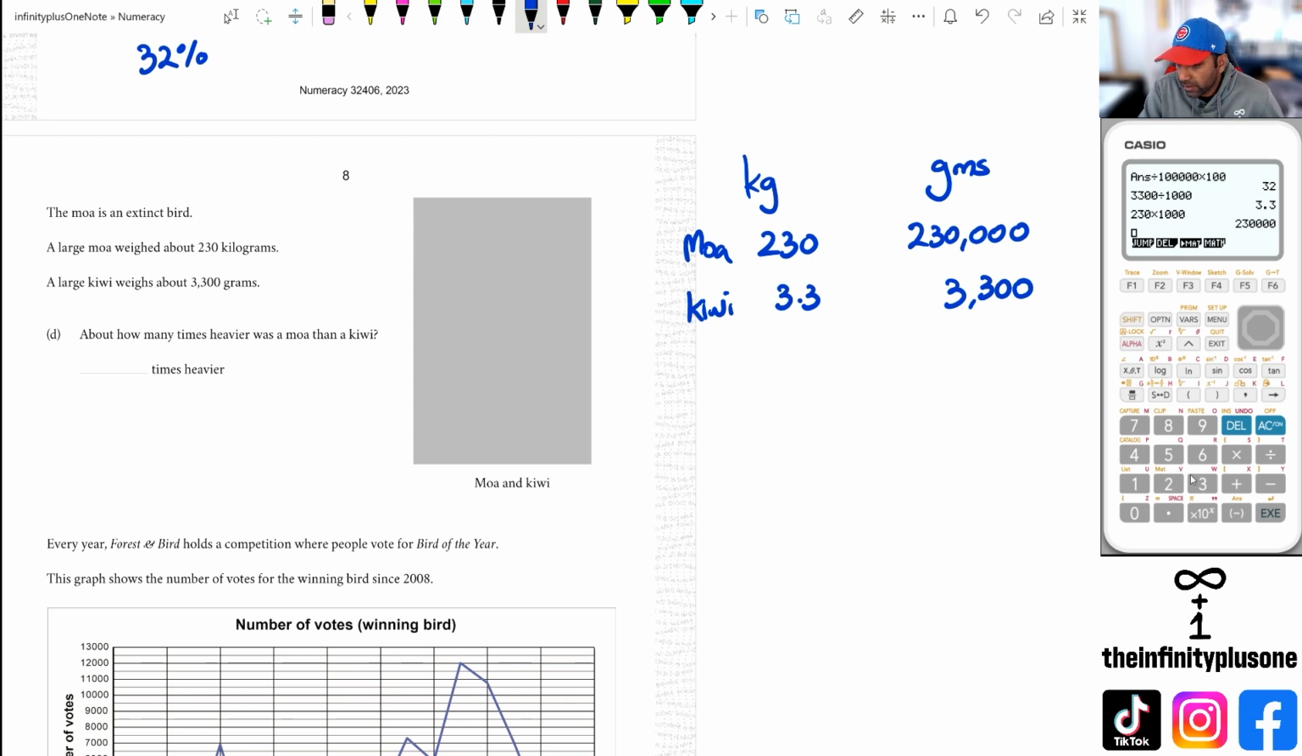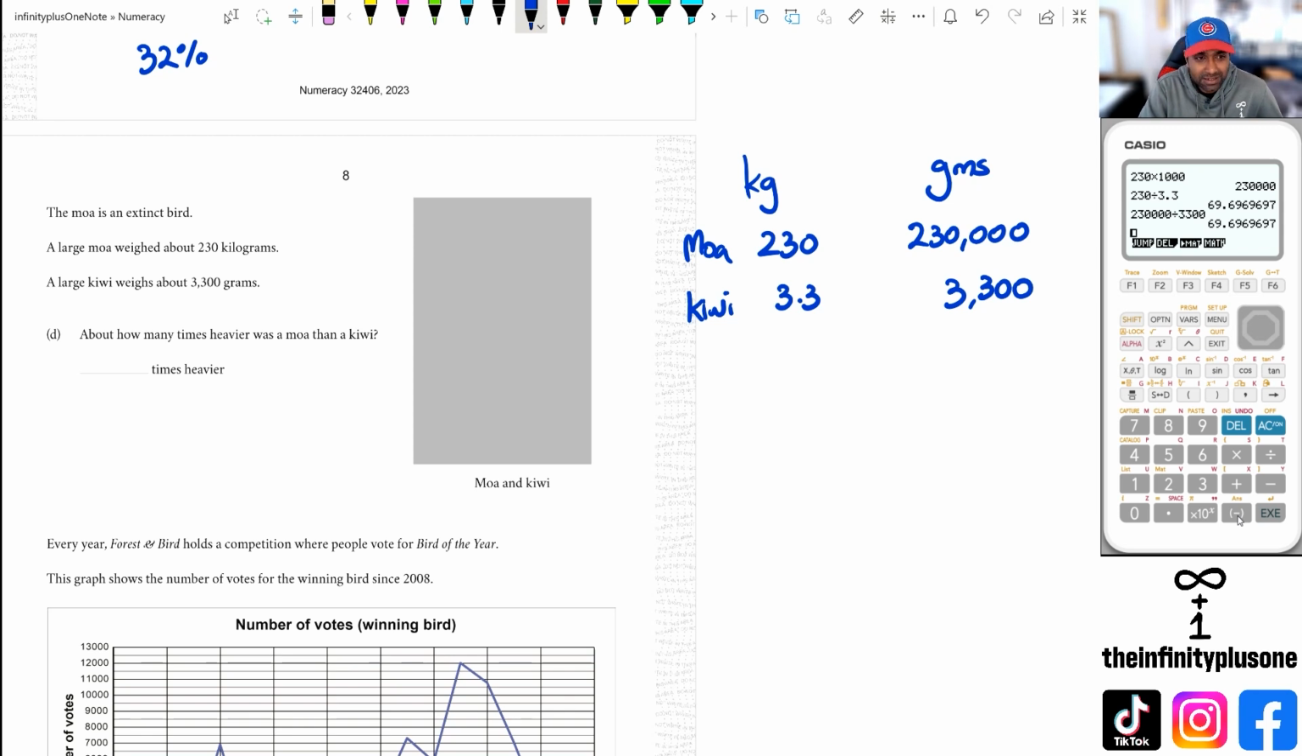So let's try 230 divided by 3.3 first. If I do that, I get roughly 69 to 70 times heavier. Had I chosen to work with grams, I would go 230,000 divided by 3,300, and that's still going to give me the same value of 69 to 70 times heavier than a kiwi. So you could write this as 69.7, or you could write it as 70.